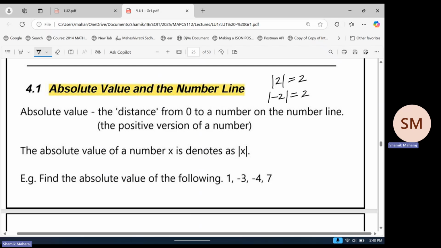And the more technical way to think about it is that it gives you the distance from 0 to your number on a number line. So I'll draw a number line here quickly: 0, 1, 2, 3, minus 1, minus 2, minus 3. And the absolute value of 2 is represented by the distance from 0 to 2, right? We see we move 2 units to get there.